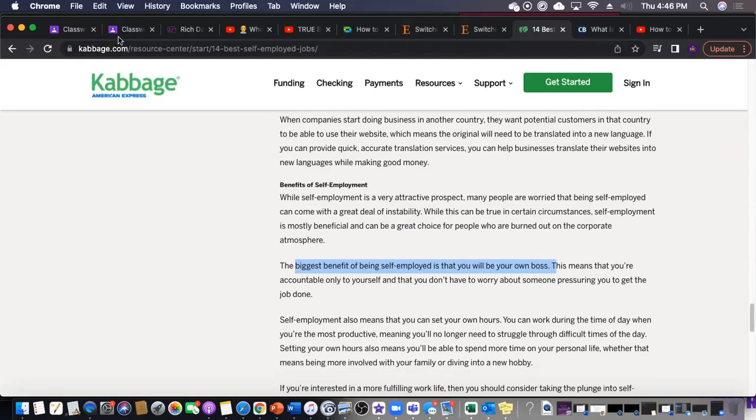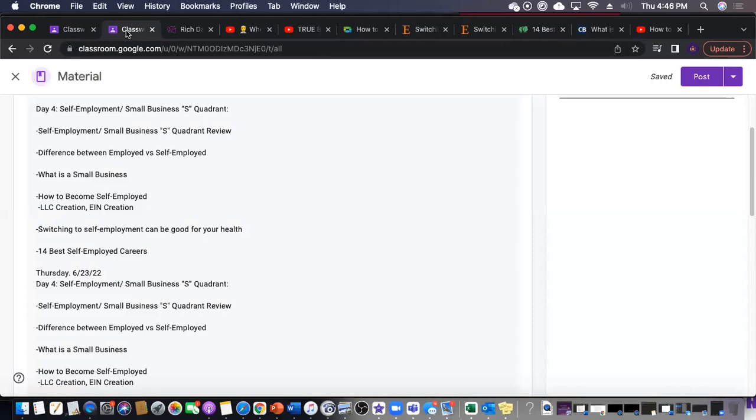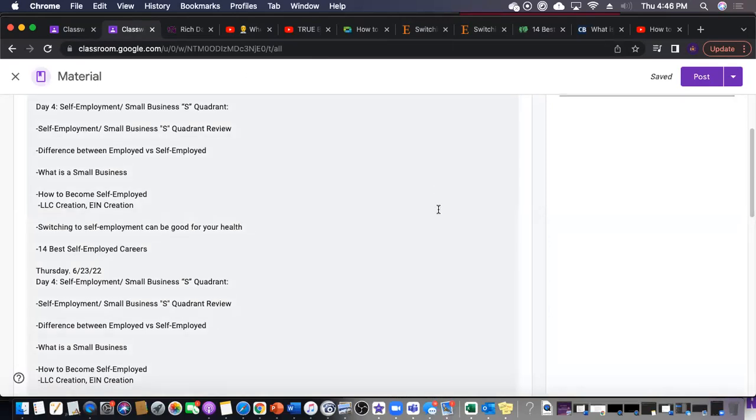But it takes discipline, it takes hard work and things of that nature, and eventually creating a system for you to have. So we went through all the 14 self-employed careers. I know I just kind of sped through it, but I want you to be able to grasp the important information, which was about how to actually even create the LLC and start the process.